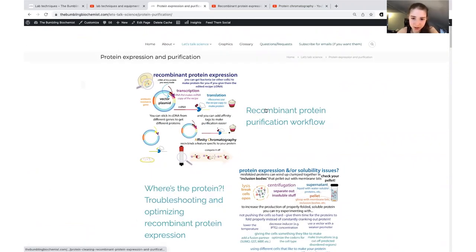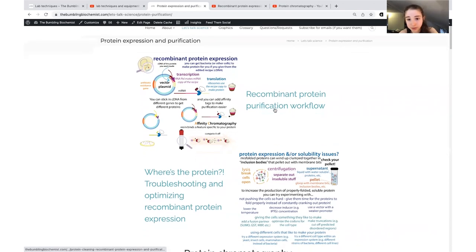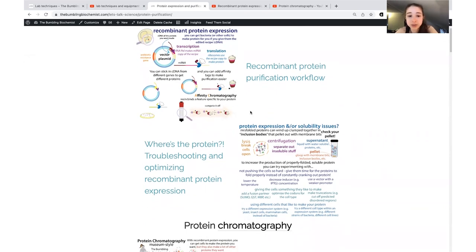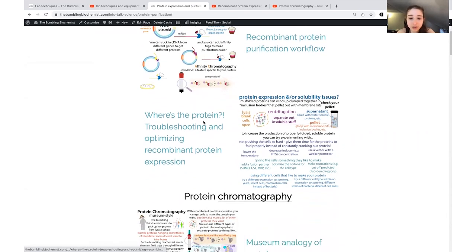First I have an overview post from beginning to end of the recombinant protein purification workflow. So remember, recombinant: we're recombining the genetic information for one thing with another thing. We're putting the instructions for making the protein that we want into some sort of vector and then getting cells to make it. Things don't always go according to plan. And so if you need to be troubleshooting and that sort of thing, I have this post here.